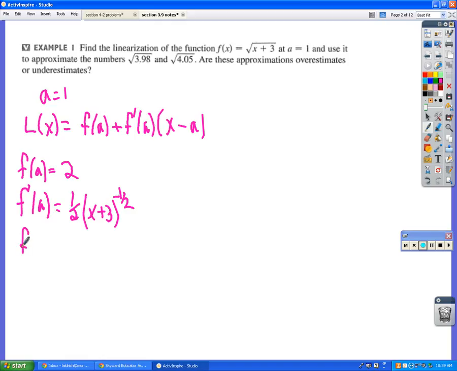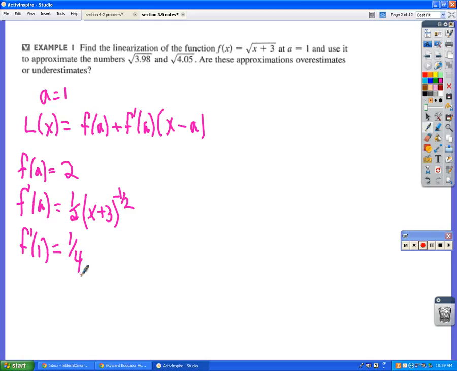So if I want to find out what that is at x equals 1, 1 plus 3 is 4. What's 4 to the 1/2? 2. So what's 4 to the negative 1/2? 1 over 2. Good, because negative exponents just mean you go 1 over the answer, okay? So this is going to be 1 over 2 times 1 over 2, which would be 1 over 4.